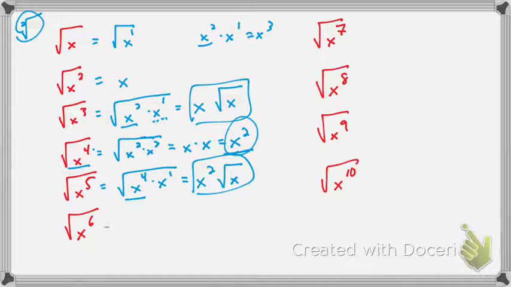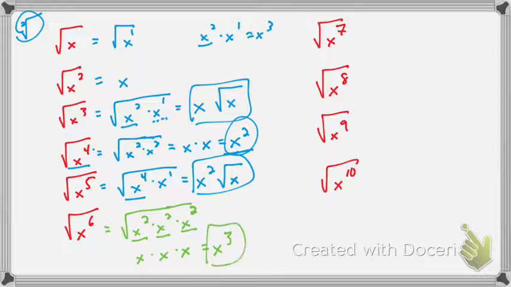Then I have x to the sixth. Okay, well, that's the same thing as saying x squared times x squared times x squared. So I have 3 of them. The square root of this x squared is x. The square root of this x squared is x. And the square root of this x squared is x. So it'll be x to the third.